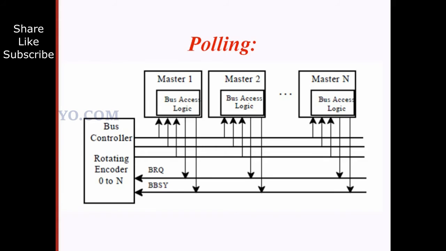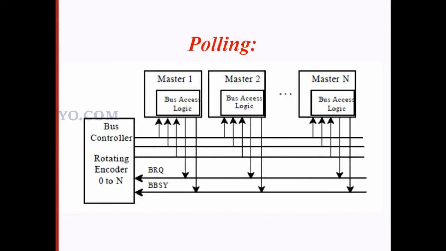After getting the acknowledge signal, the particular master holds the bus by generating the bus busy signal. After enabling the bus busy signal, the bus master can use the system bus. At the same time, other masters cannot use the system bus. Okay. This process is called the polling method.